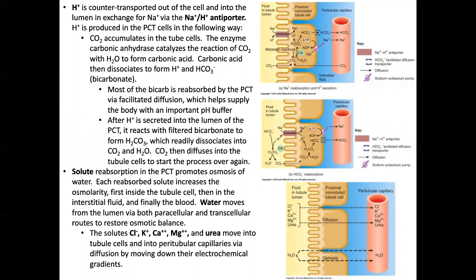Hydrogen ions are going to be countertransported, which means they're moving in the opposite direction, which means that they're getting pushed out into the lumen of the tubule. So they're getting secreted. This is secretion, not reabsorption. Secretion is where substances are going into the tubule, instead of out, into the lumen. The protein involved here is called a sodium hydrogen ion antiporter. Sodium comes through into the cell, hydrogen ions come out of the cell into the tubule.